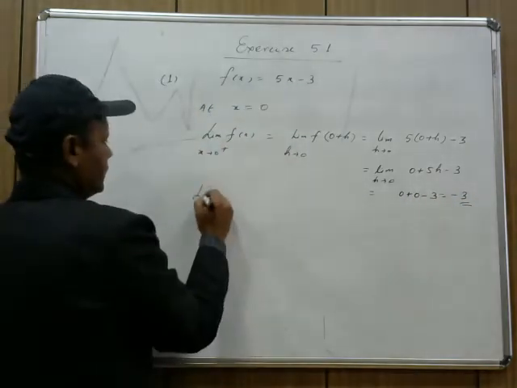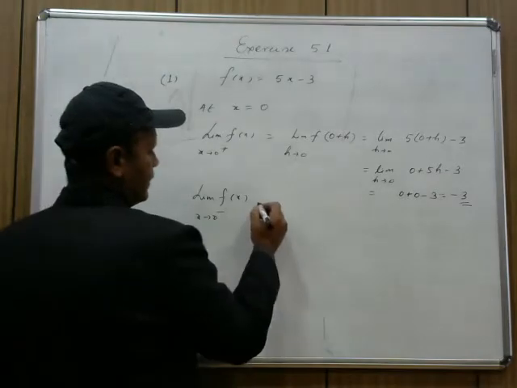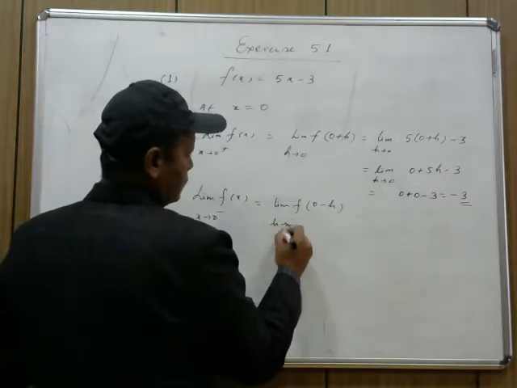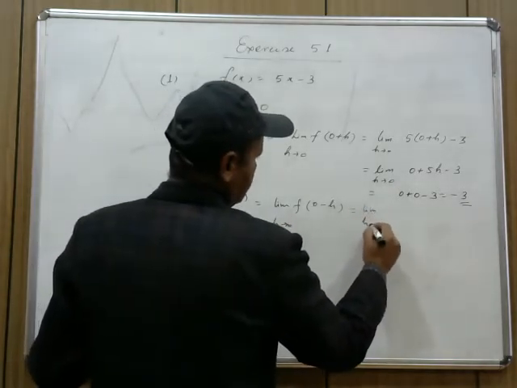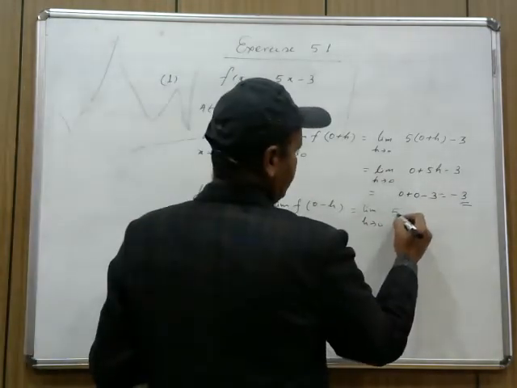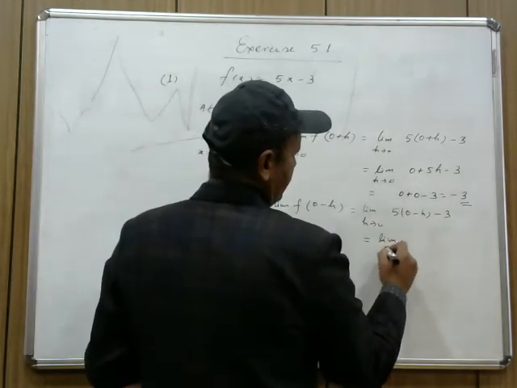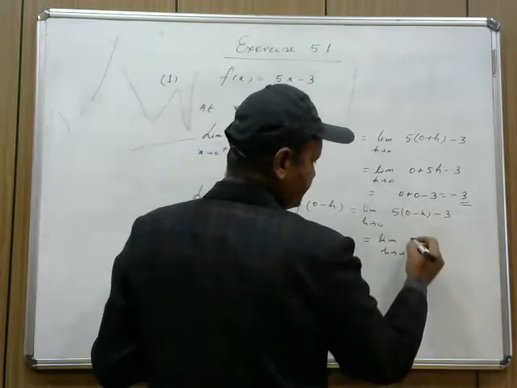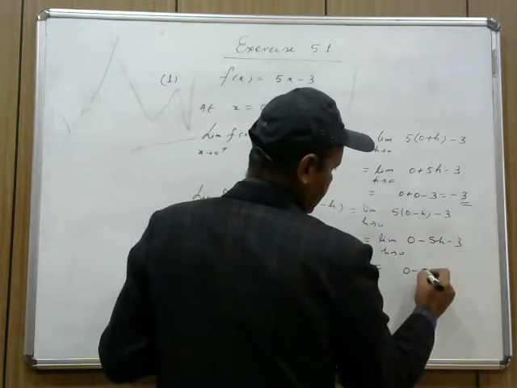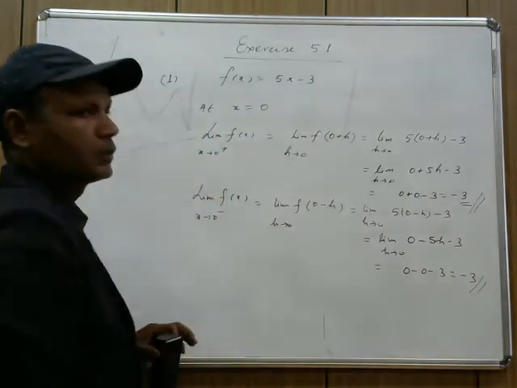Now I will find out the limit of the function f of x as x tends to 0 minus. 0 minus means what? Limit f of 0 minus h, h tends to 0. The function, limit h tends to 0, f of 0 minus h, x will be replaced by 0 minus h. I will get here 5 into 0 minus h minus 3, and that is equal to limit h tends to 0, 5 into 0 minus 5h minus 3, that also becomes 0 minus 0 minus 3, and that is equal to minus 3. Now see the value, LHL and RHL both are equal.